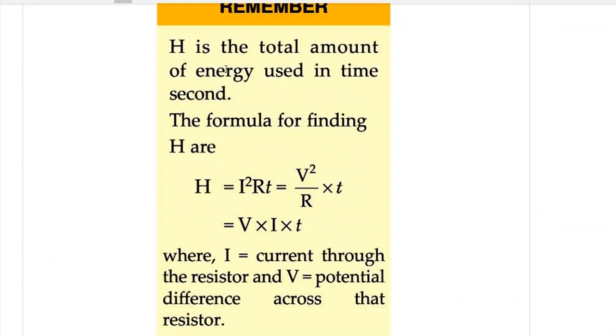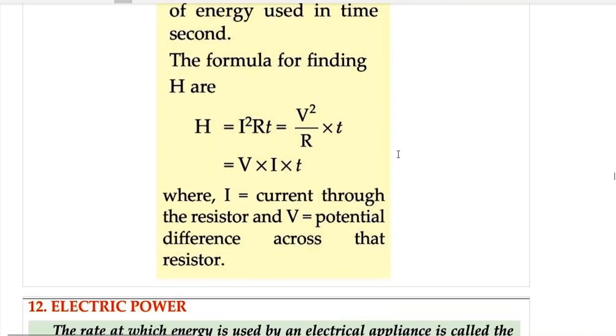H is the total amount of energy used in time t seconds, and the formulae for finding H are I square R T, V square T by R, and V I T, where I is current, V is potential difference, R is the resistance, and T is time in seconds.